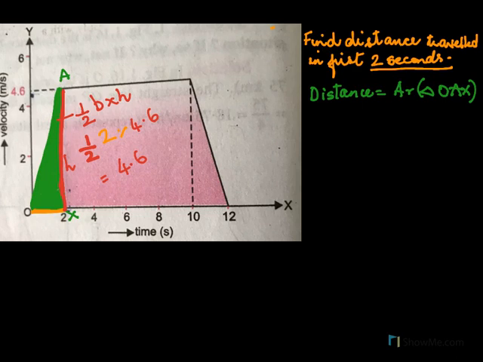So we'll go further. Here we know it is half base into height, and we have seen that the base was 2 and the height was 4.6. So the distance is 4.6 meters.